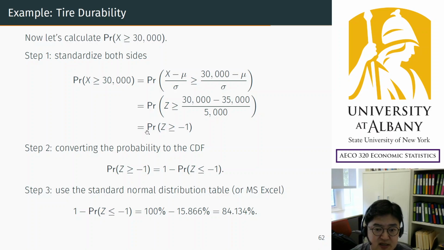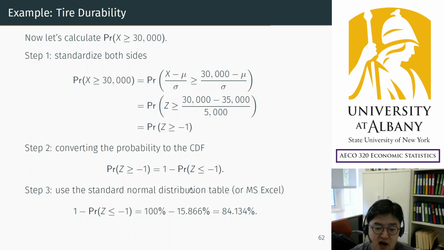But the problem is, it is not in the form of a cumulative probability. It is probability greater than minus 1. But what we want is probability smaller than something. So how do you convert? Probability greater than minus 1 is the flip side of probability smaller than minus 1. So 100% minus cumulative probability will give you probability greater than something. So you need this conversion step to obtain cumulative probability.